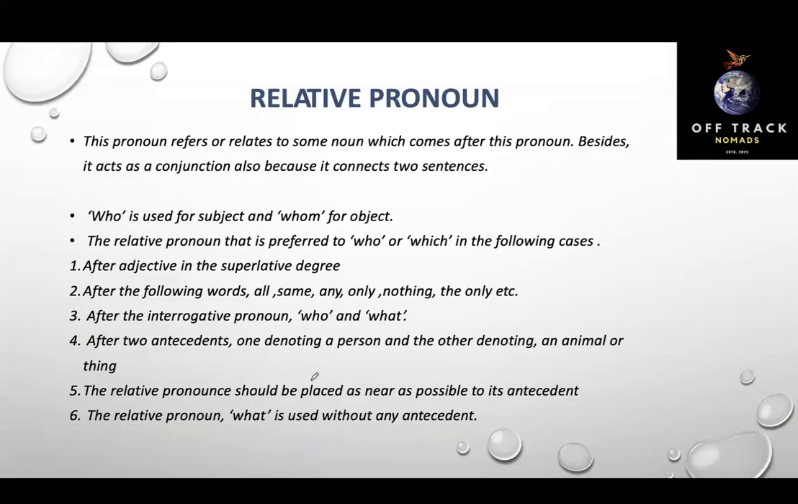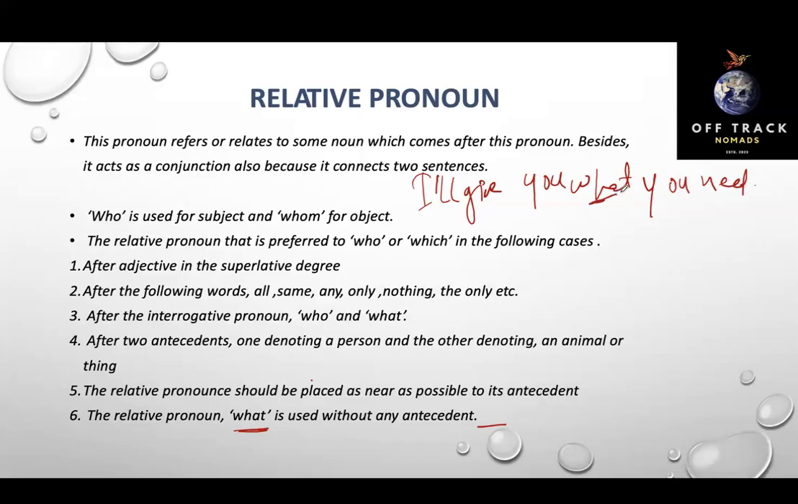Next is the relative pronoun what, which is used without any antecedent. What includes both the noun and the relative pronoun, right? So it does not refer back to any noun. For example, I'll give you what you need. What you need. So what refers to which only.